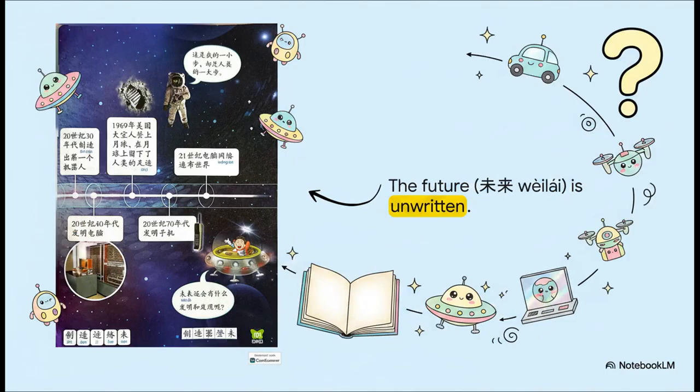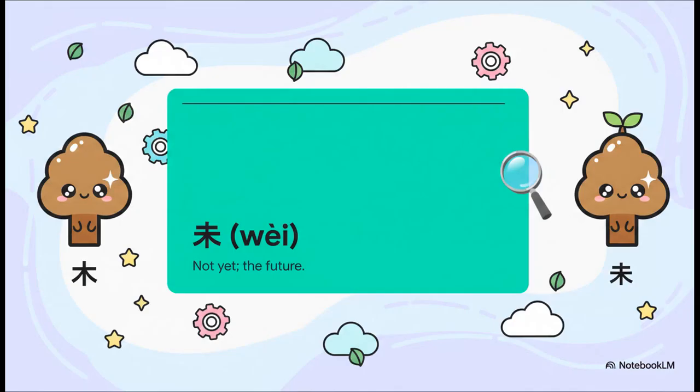The future. In Chinese, 未来. What comes next? Our timeline ends with a big question mark because this is the part of the story that we all get to write. And that brings us to our very last character, wei, another fourth tone. It means not yet. This character is just beautiful.